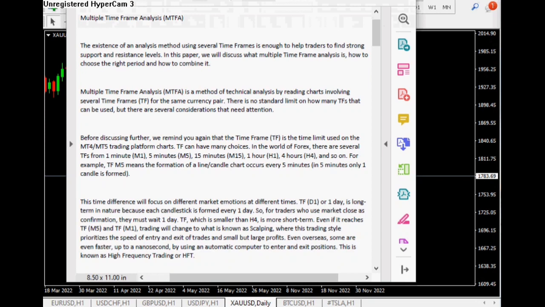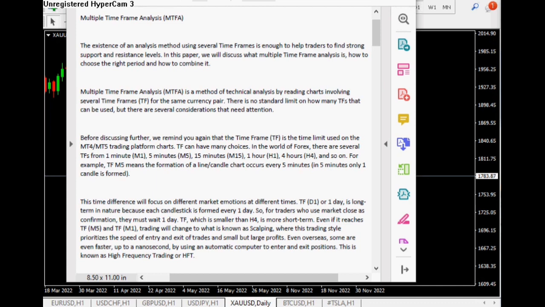Multiple time frame analysis, MTFA. The existence of an analysis method using several time frames is enough to help traders to find strong support and resistance levels. In this paper, we will discuss what multiple time frame analysis is, how to choose the right period and how to combine it.